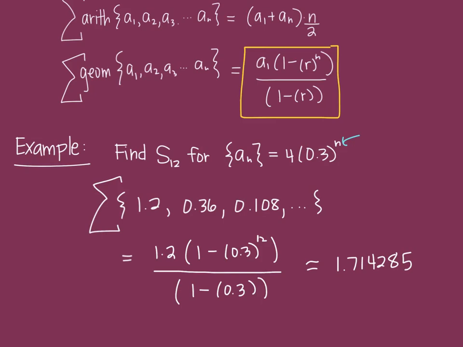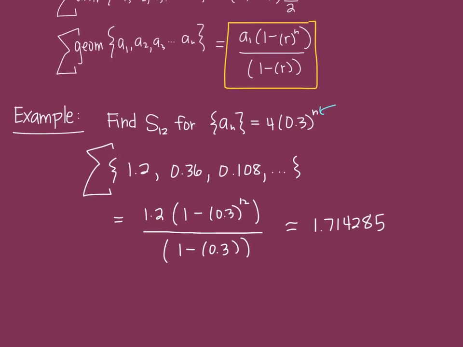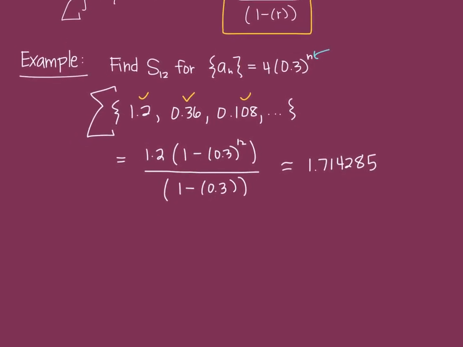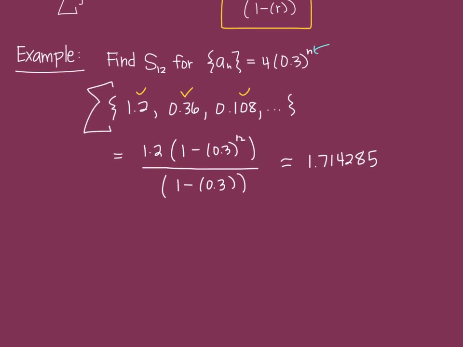Now, how would you check your work? Well, you'd have to do it the long way. You'd have to start with 1.2 right there and add to it 0.36 and add to that 0.108, and you'd have to have all the list of all 12 numbers and add them up. And when you get to the end, you should have 1.714285. Okay? A lot faster if you know the formula. Okay, last example.